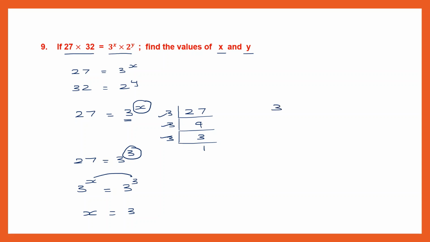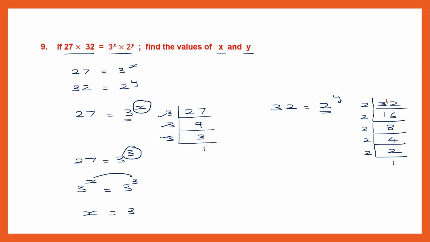Similarly, let's take 32. 32 is equal to 2 raised to the power of y. So that means we are going to divide 32 by 2. Because the base is given as 2. So 2 1s are 2, the number is 3, so there's 1 left, so we put it here, it becomes 12. 2 6s are 12, then you continue. 2 8s are 16, continue. 2 4s are 8, again. 2 2s are 4, continue again. 2 1s are 2. So now 32 is equal to, let's count the 2's, 1, 2, 3, 4, 5. 2 to the power of 5.